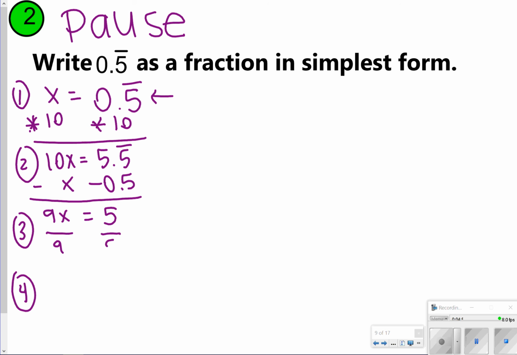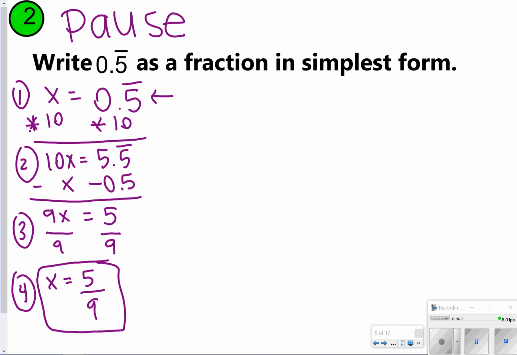Last but not least, in step 4, going from 3 to 4, I'm solving for x. So I'm just dividing by whatever x is attached to. It normally would be a 9 or a 99 or 999 every time you divide. Okay, so keep that in mind. x will be equal to 5 over 9. That is in simplest form, so that would be my answer.